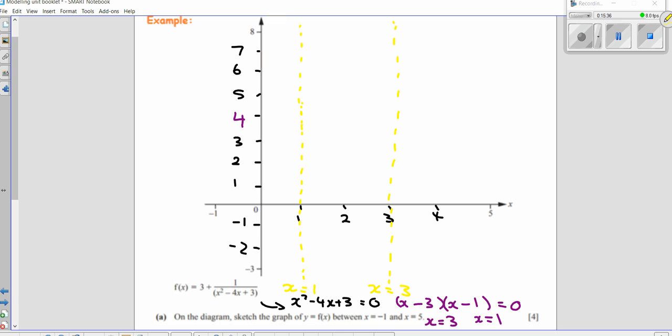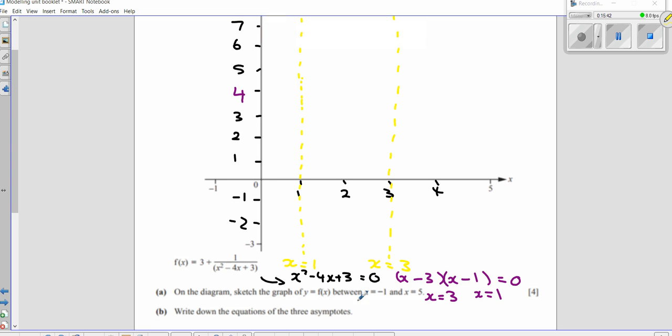Oh, you've sketched it, cool. Yeah, so what does it ask? On the diagram, sketch the graph between, check things like this, -1 and 5. And that's good, it does match the axis. But if it didn't, sometimes they'll trick you. They'll say sketch it from -1 to 3, and they'll have drawn the axis up to 5. So be careful of them tricking you with stuff like that in the question. But here it does say sketch it from -1 to 5, so we can use the whole axis.